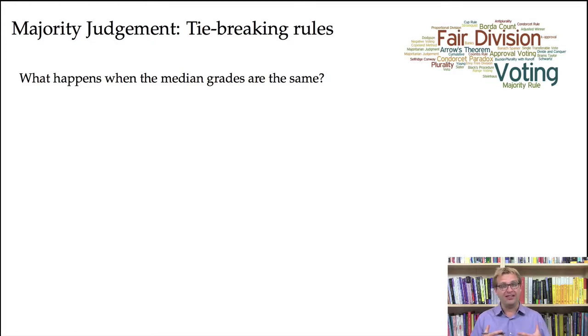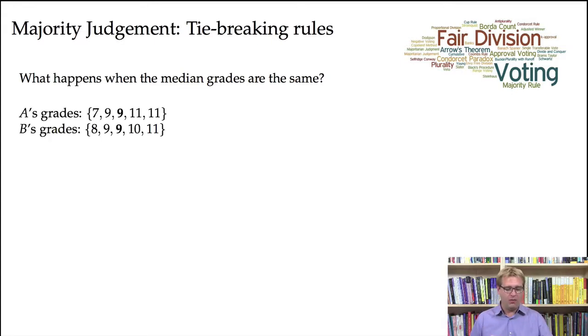Now, one thing I want to mention, it's a bit of a digression, but one of the interesting aspects of the majority judgment system is the tie-breaking rule that they propose. So the question is, what happens if you have the same median grade? Well, you might say they're just tied. But intuitively, you might want to do something else to break the tie. So for example, if these are A's grades and these are B's grades, we see that 9 is the median grade, so they're both tied. But intuitively, we see that overall, A really seems to get higher grades. So we would want to somehow figure out how to break the tie and perhaps elect candidate A.